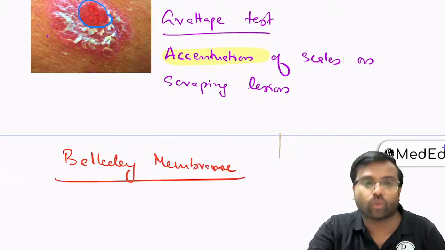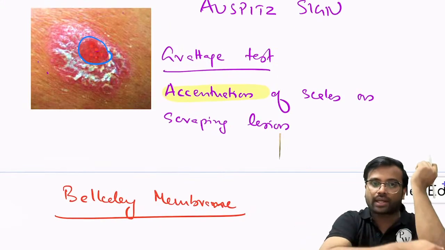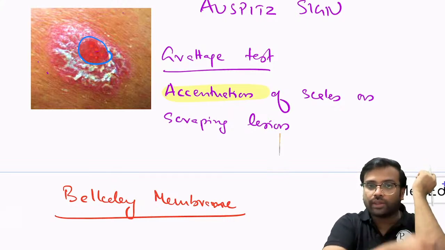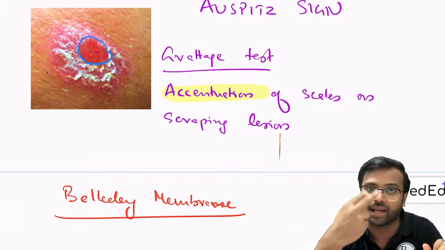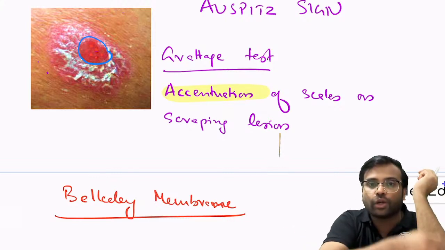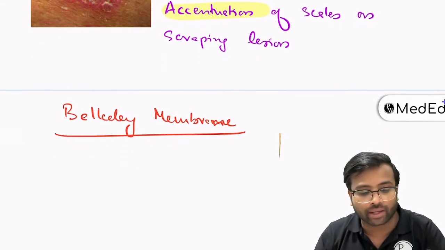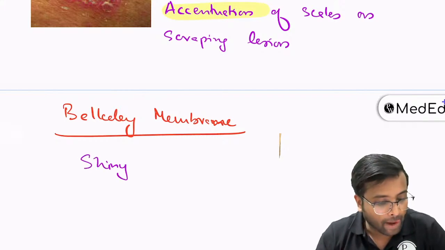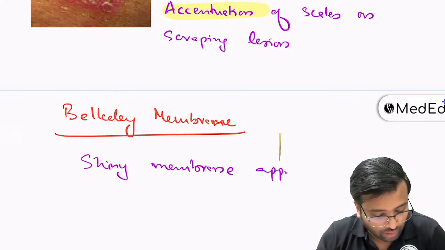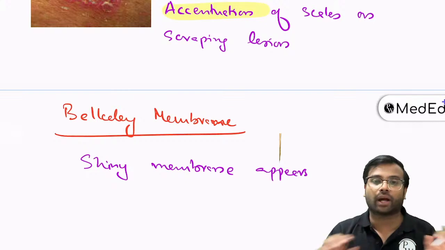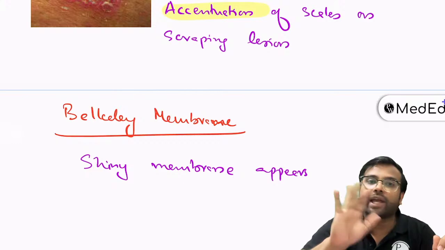Now, what is this Bulkley's membrane? So in Bulkley's membrane, just imagine that I am giving you a glass slide. You scrape over the lesions. Initially when you scrape over the lesions, what do you see? You can see that there is accentuation of the scaling. Scaling is becoming very visible. Now once you continue doing the scraping over the lesions, then what happens? A very shiny membrane appears. This shiny membrane that appears is called as Bulkley's membrane.